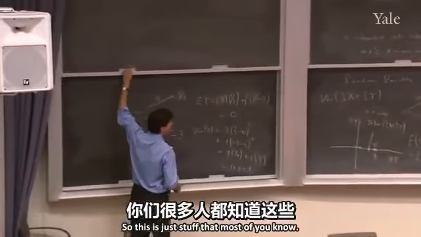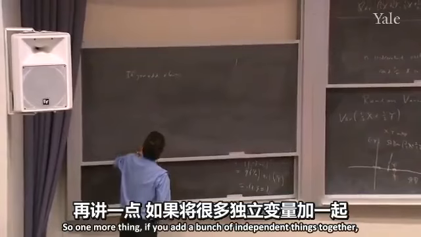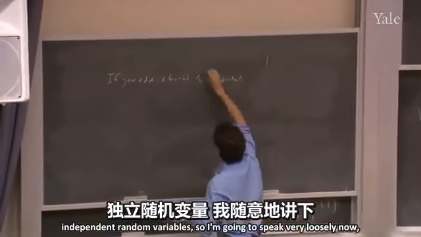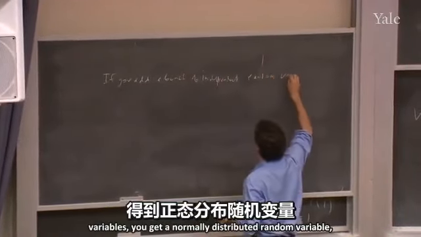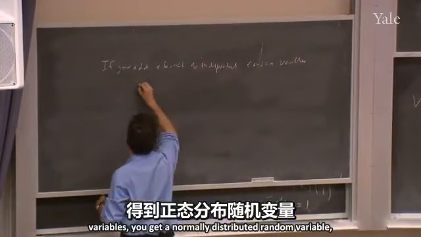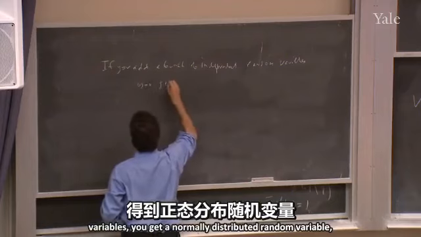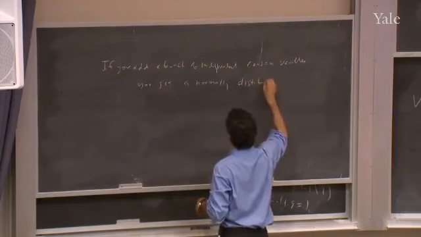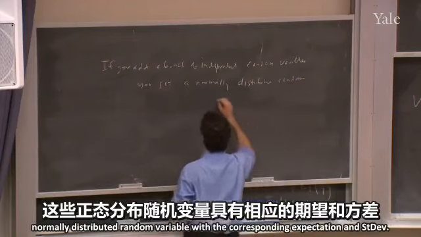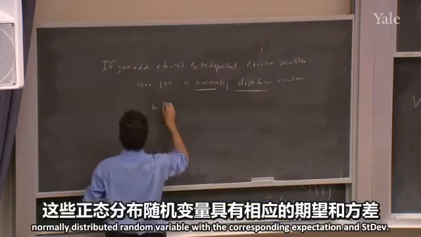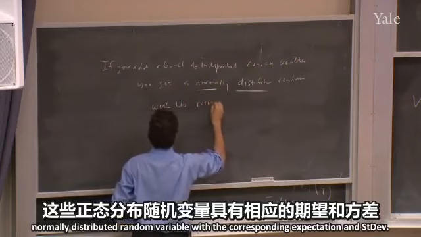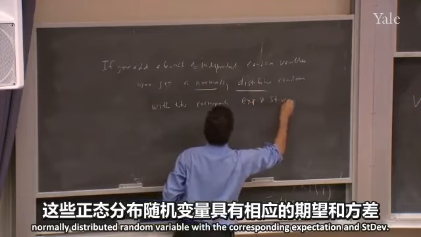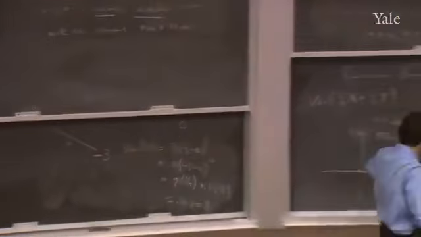But one more thing, this is just stuff that most of you know. If you add a bunch of independent random variables together, and I'm going to speak very loosely now, you get a normally distributed random variable with the corresponding expectation and standard deviation. Now, if you take half your money in each.